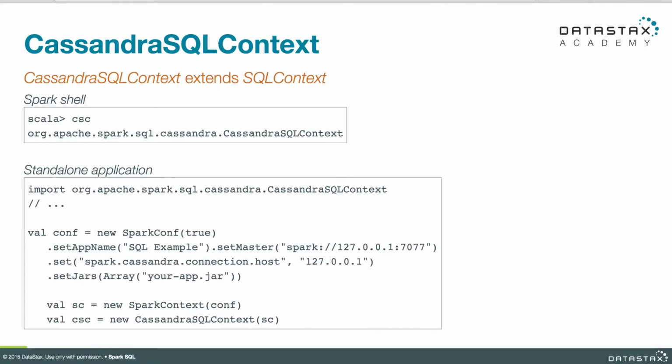The Cassandra SQL context is the entry point we're going to use in most of our examples. It's another native object available to us in the Spark shell. Instead of being called SC, it's called CSC. And on the slide there's a little bit of a standalone application that you can look at where we create a Cassandra SQL context in addition to the Spark context that we would have had if we weren't using Spark SQL.